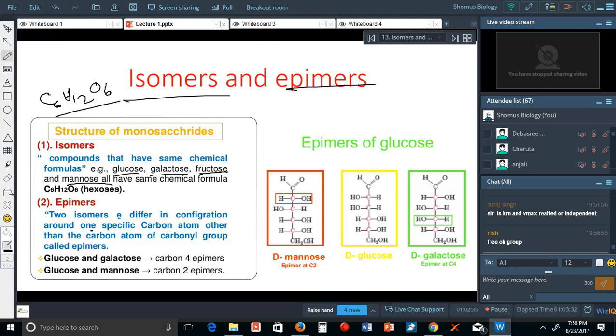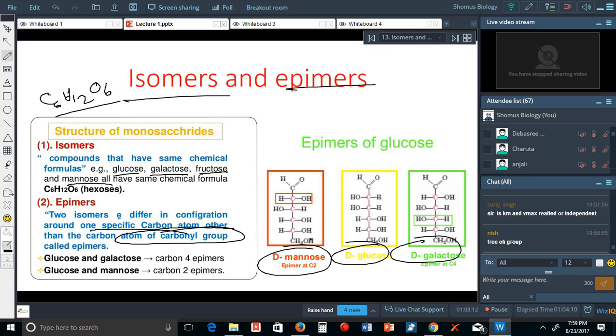Two isomers that differ in configuration around only one specific carbon atom other than the carbonyl carbon are known as epimers, because the carbonyl carbon is separate. Which is the carbonyl carbon in this case? This is the CH or CH group, whatever it is, and this is the carbonyl carbon. Apart from the carbonyl group, wherever the other carbons are present, a change in configuration around any single carbon apart from the carbonyl carbon will make the saccharides epimers of each other.